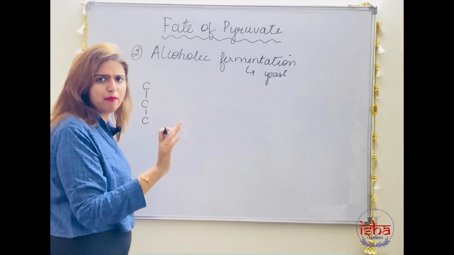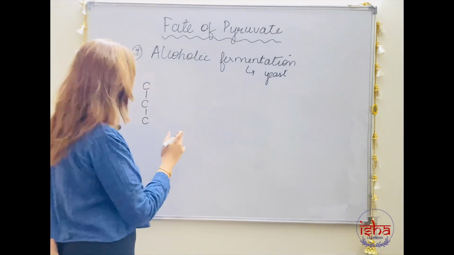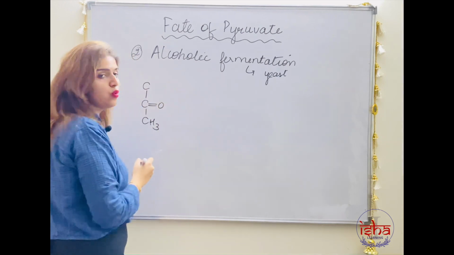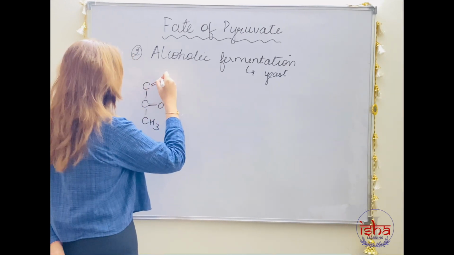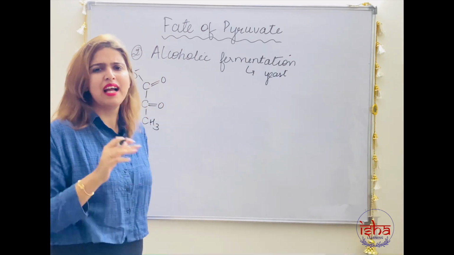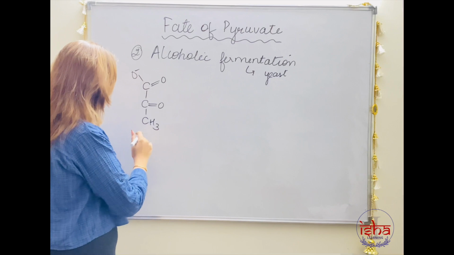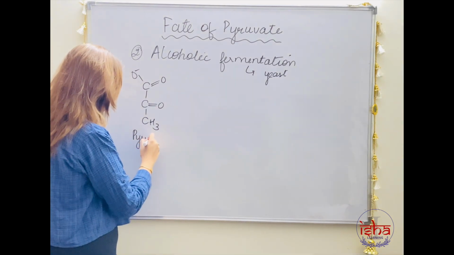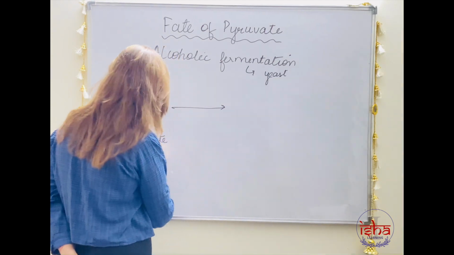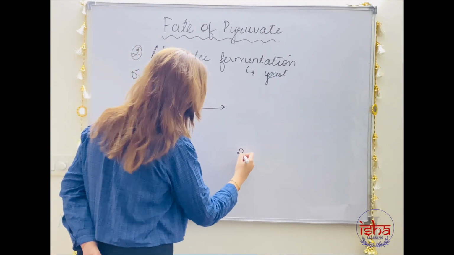First, make the carbon chain. It's a 3-carbon compound. Below, add CH3. Here there will be a ketone group. And definitely it's an acid, so you're going to add a COO minus group. As simple as that. Now this pyruvate molecule is converted to a 2-carbon compound, from a 3-carbon to a 2-carbon compound.